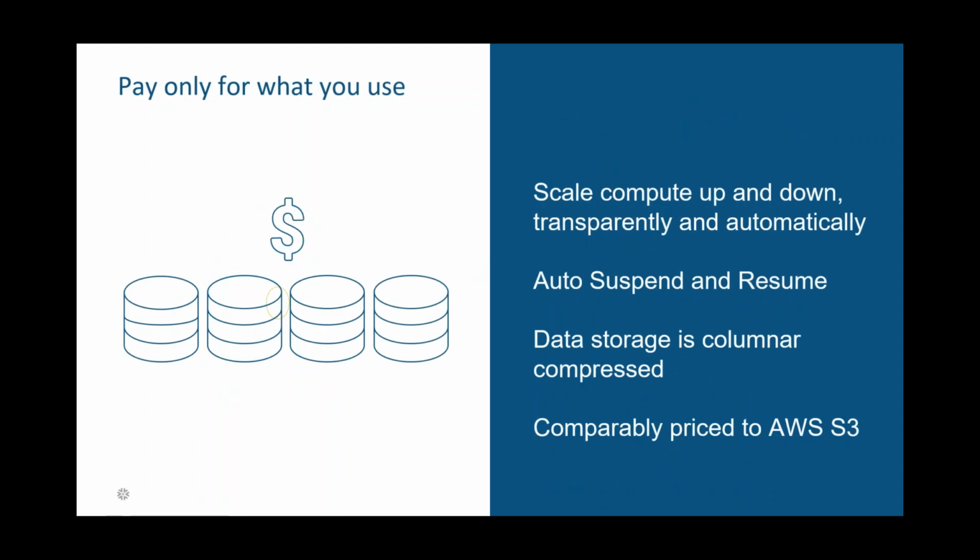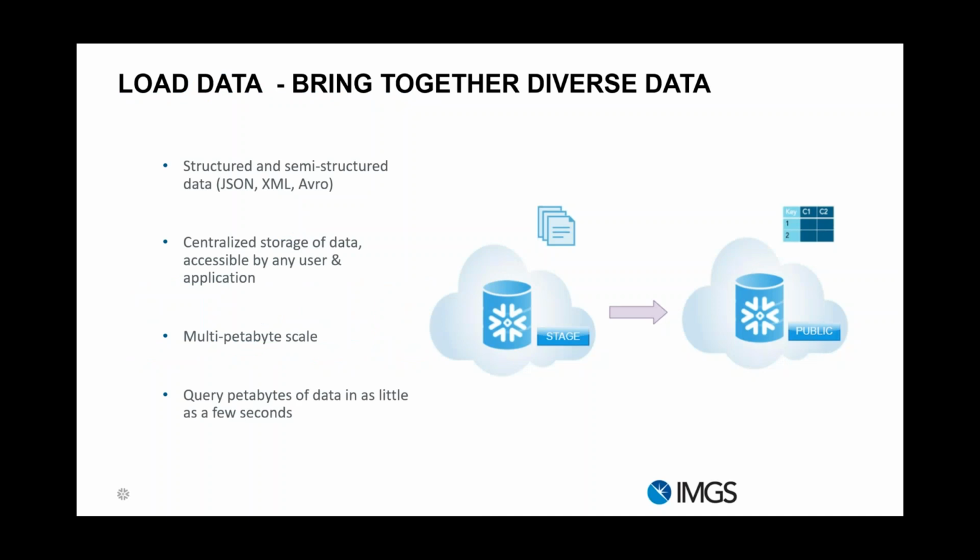Also, just to reiterate the point, you pay only for what you use. So you can scale the computation up and down. You've seen that, how we went from the small to the large. And also we've got the auto suspend and resume, so once your work is done, it'll turn itself off. The data is compressed as it's loaded up, so it automatically compresses the data down. And this provides a really favorable pricing model compared to things like Amazon S3.